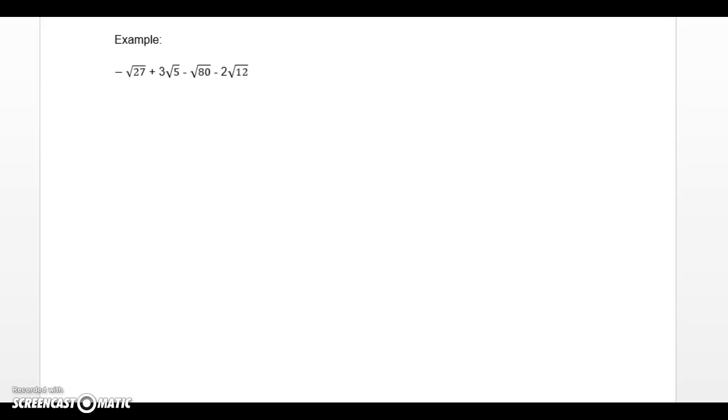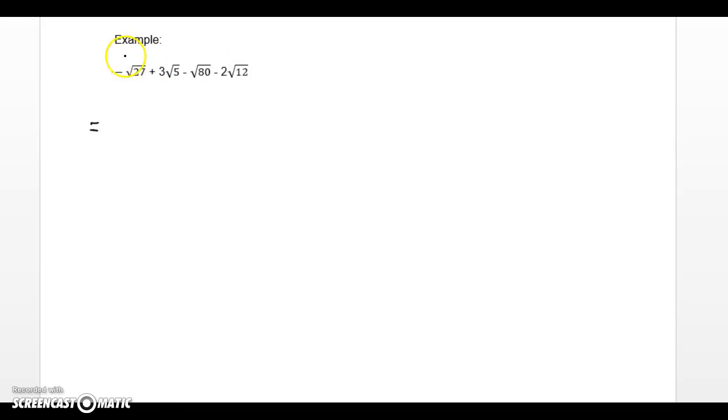At first glance, none of these radicals are like terms. Here we have 27 in our radicand, and we have 5, 80, and 12. None of those are like radicals, so at first glance we can't do anything. But as I cautioned you earlier, you have to make sure that this is in simplest terms, meaning we have to rewrite each of these radicals in mixed form. So we're going to start off with this negative square root of 27.